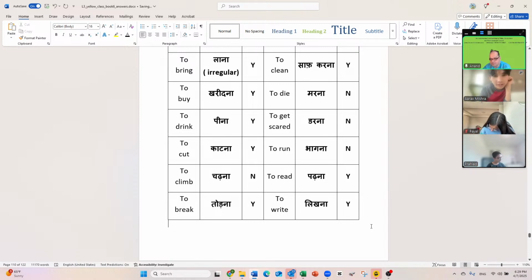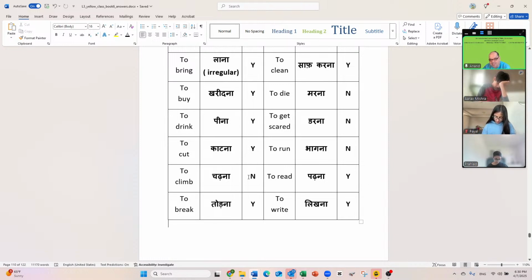Yes, Arav, question. On to climb, like you said no, but isn't it yes? Did I say no? Because you could say, what did you climb? A mountain or something. In Hindi, we will treat it as no because there will be some irregular ones. So, Chadhna is one of those irregular ones.